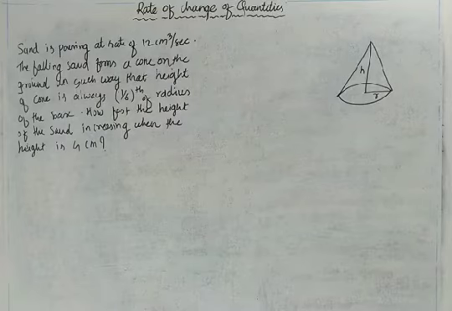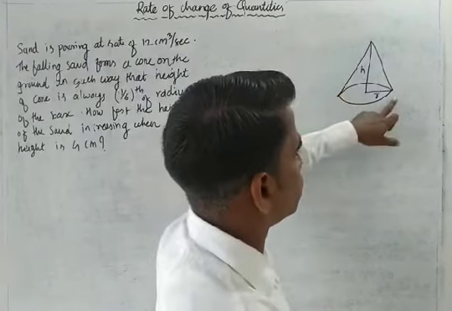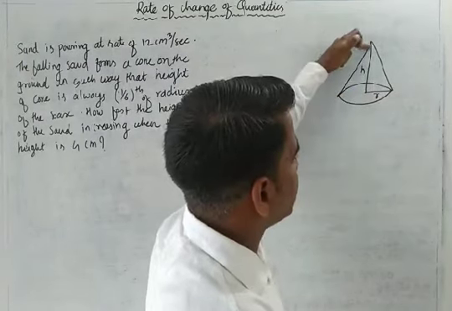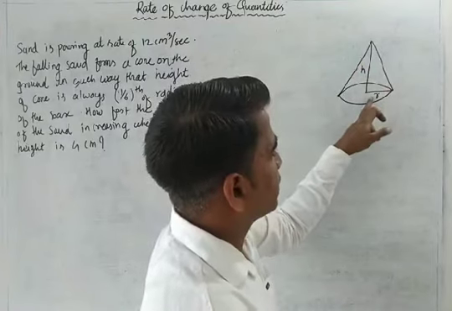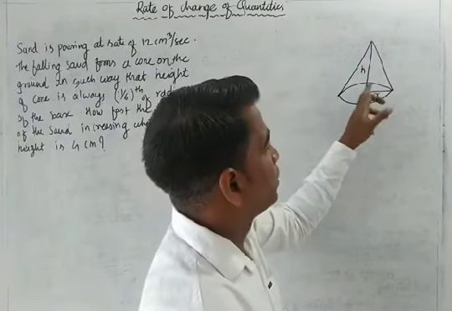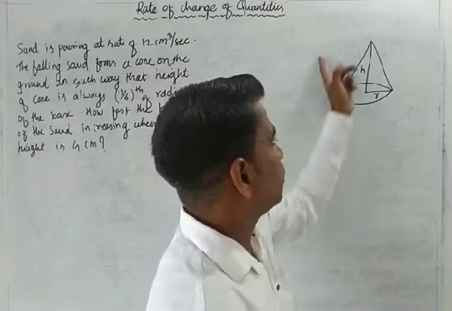It means we have to find the change in height when the height is 4 centimeter. But first be clear on the meaning of the question. When the sand is pouring from the hand, there is a formation of a cone. For a cone there is a height and a circular base, and because of the circular base there is a radius. So that is the example we have to understand. So this is a cone.